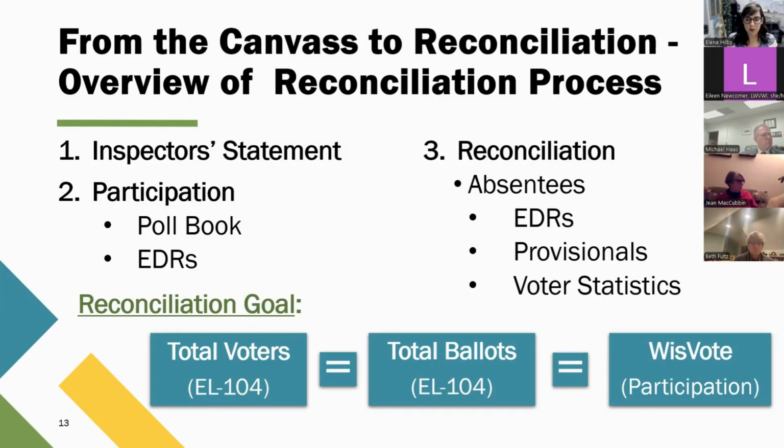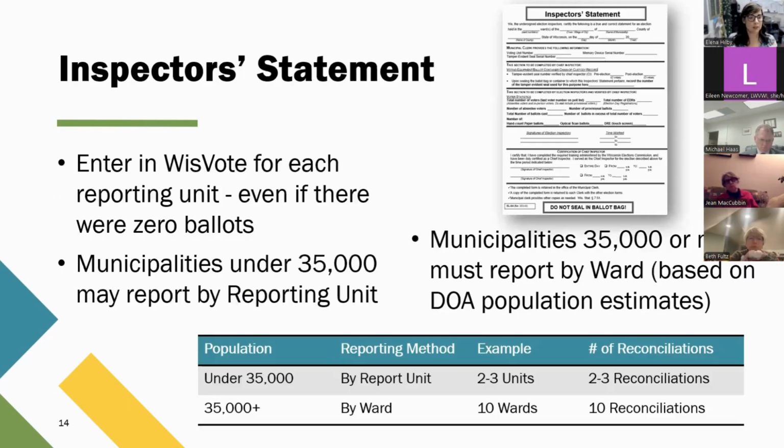And we'll take a closer look at exactly what that inspector statement looks like in WisVote versus on paper. The inspector statement is filled out at each polling place for each reporting unit, and records how many voters checked in, how many ballots were issued, and how many votes were counted. After the election, clerks enter those numbers into WisVote and make sure that everything matches up.